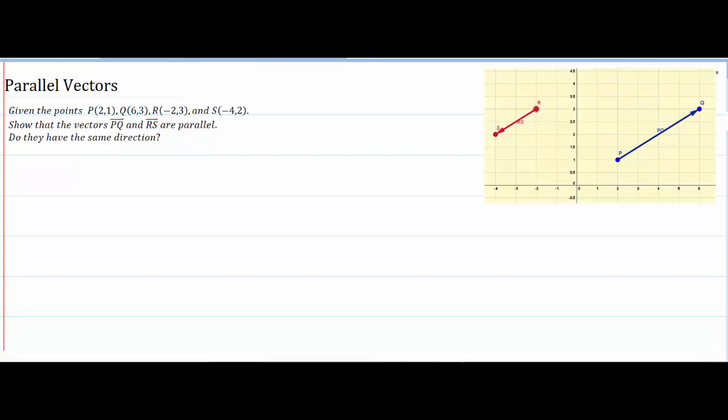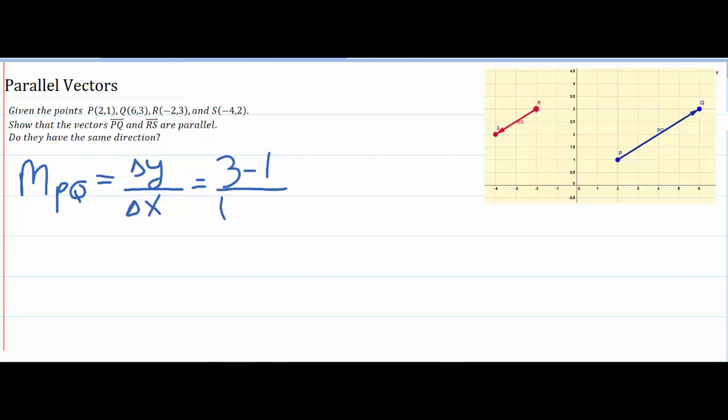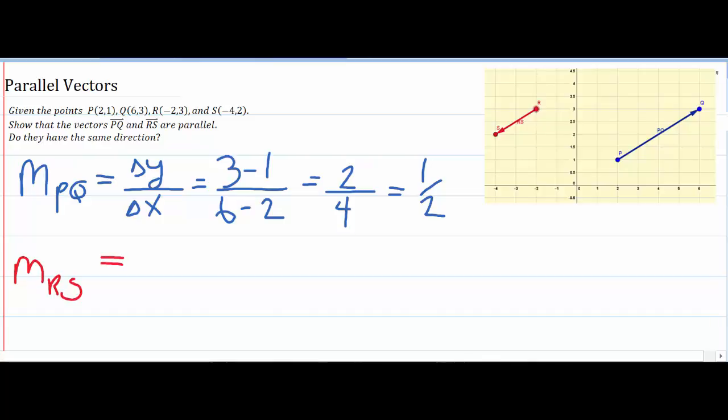So, if I want to look at the slope of PQ, I'll look at the change in y over the change in x. That's 3 minus 1 all over 6 minus 2, or 2/4, which is the same as 1/2. Now if I want to look at the slope of RS, I'll do the same thing, the change in y over the change in x.